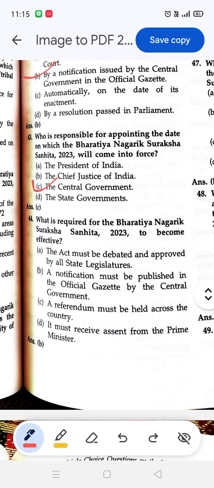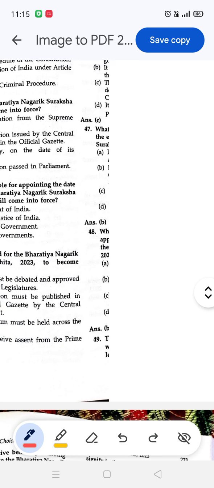What is required for the BNSS to become effective? So option B is correct, a notification must be published in the official gazette by the central government.